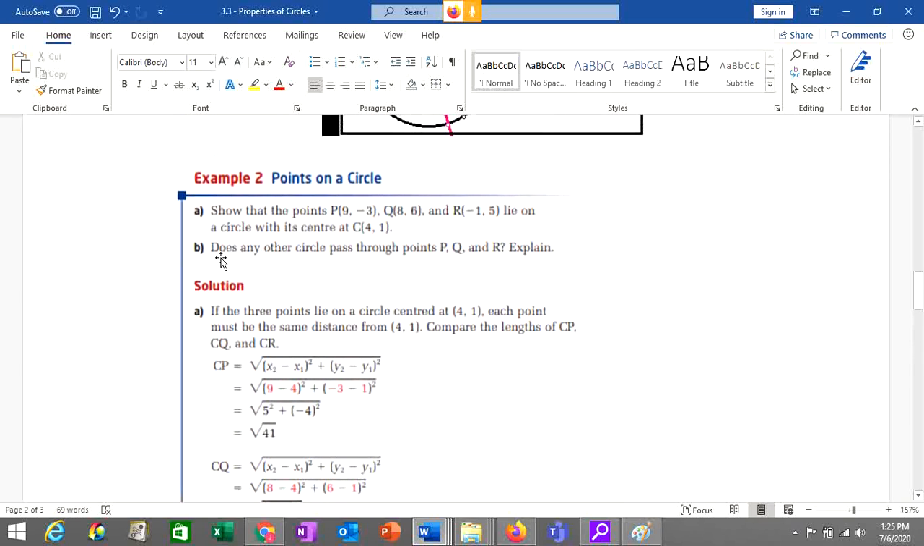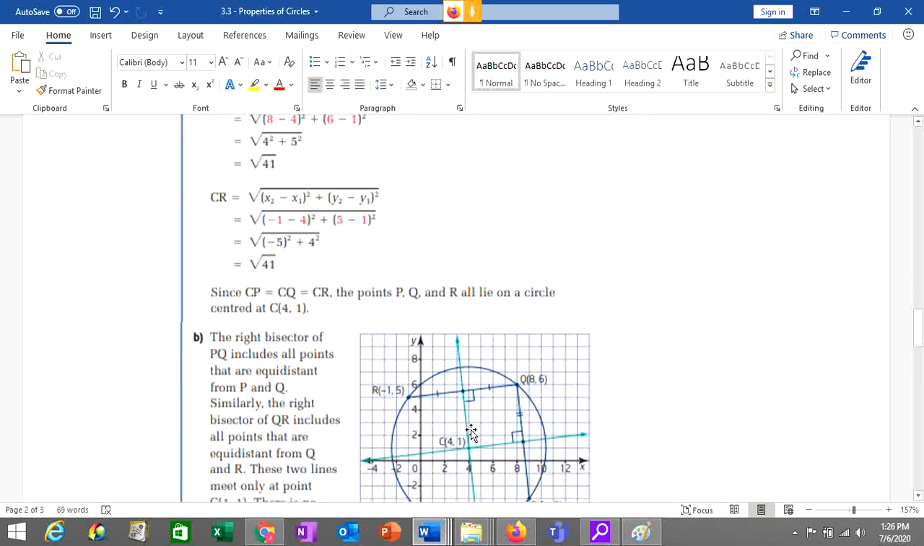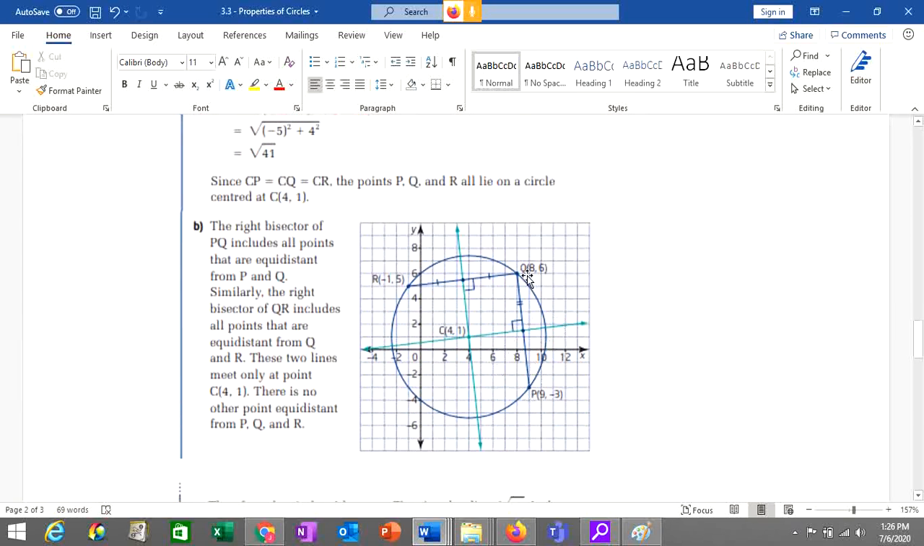Trickier question. Does any other circle pass through the points P, Q, and R? It's tricky to first of all understand what this question is asking. What it's saying is, we know that we have a circle with a center of (4, 1) that passes through all these points. In other words, if you draw the circle, like we have here, all of those points P, Q, and R will be on the edge or the circumference of the circle. But we can ask, is it possible to draw another circle somehow that also includes all three of these points? Or is this the only one?